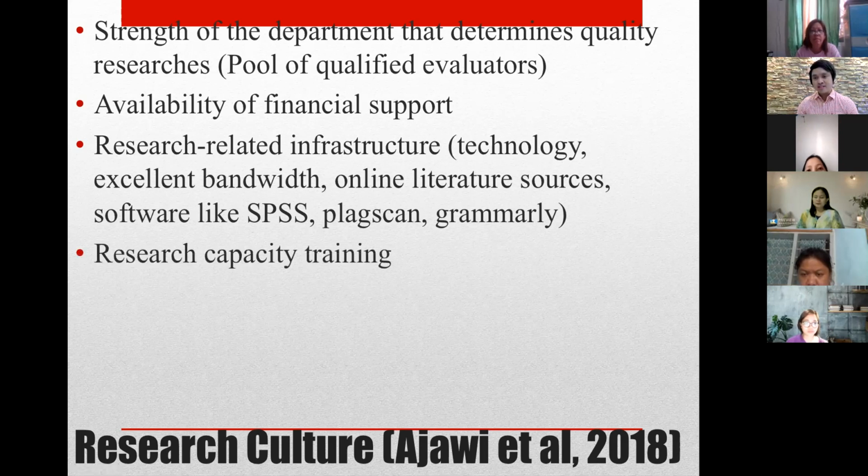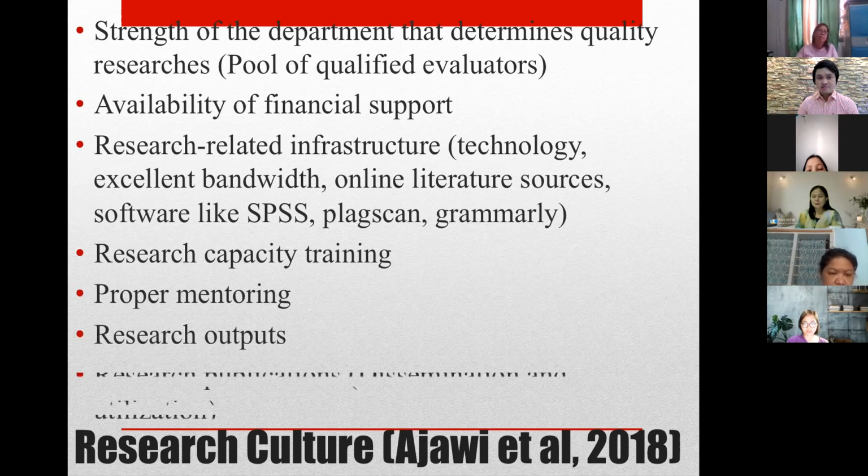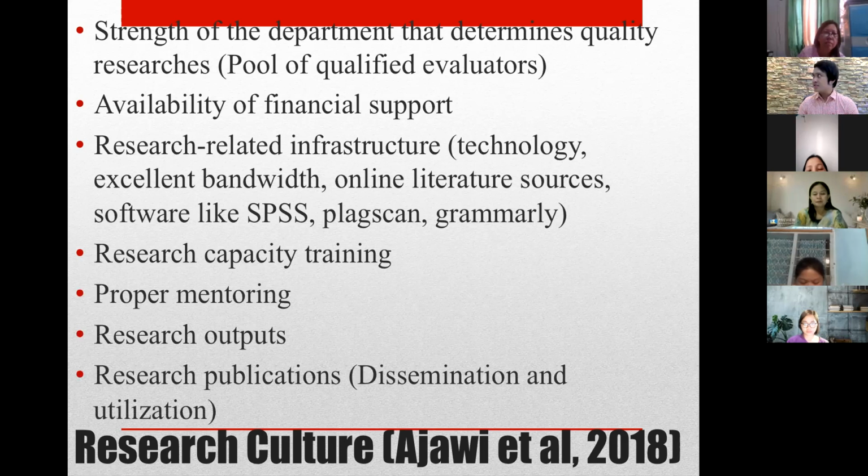Kaya kung ang principal ninyo isinasama ang LAC session, research capacity training, very good ang research culture nyo nun. No? Proper mentoring. Dapat meron kayong mga mentors na nagtuturo sa inyo kung paano gumawa ng research. Research outputs, dapat meron. And of course, kung maaari sana, merong research publications. Because research publications is our method of dissemination. And hopefully, future researchers would be able to read the findings of our study.